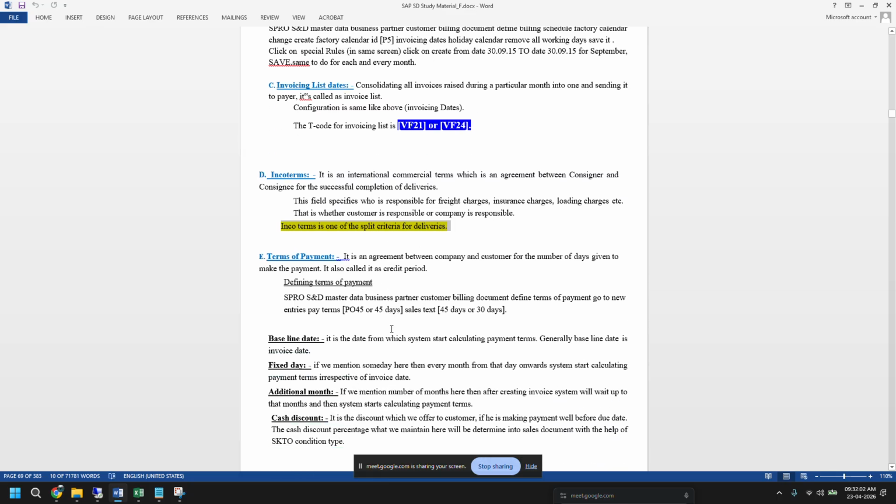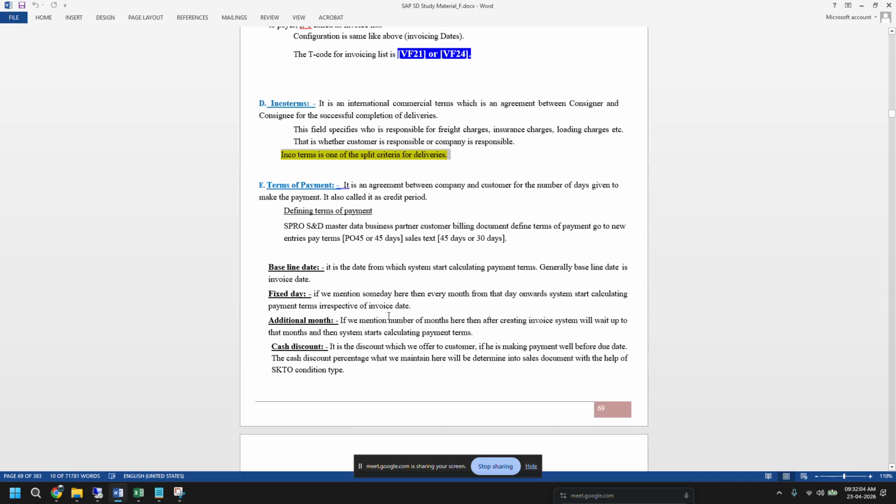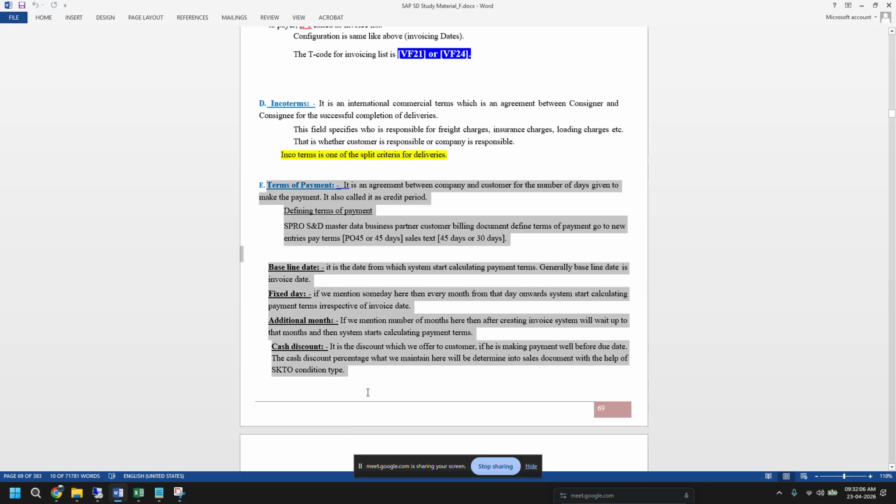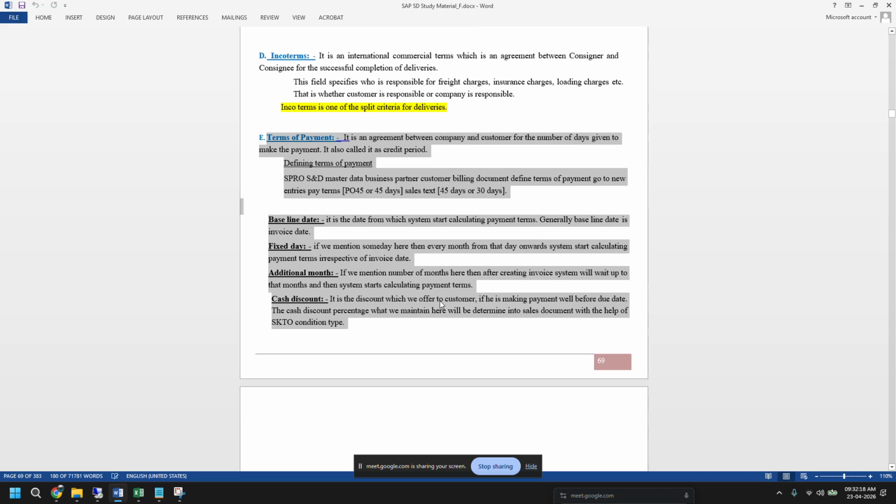Now, in terms of payment, all these things are mostly more on the FI side. Actually, as I said, we just assign the baseline date, fixed date, this additional discount. All those we don't bother. We simply assign it. Don't bother what is this baseline date, fixed date. Don't bother about all these things.